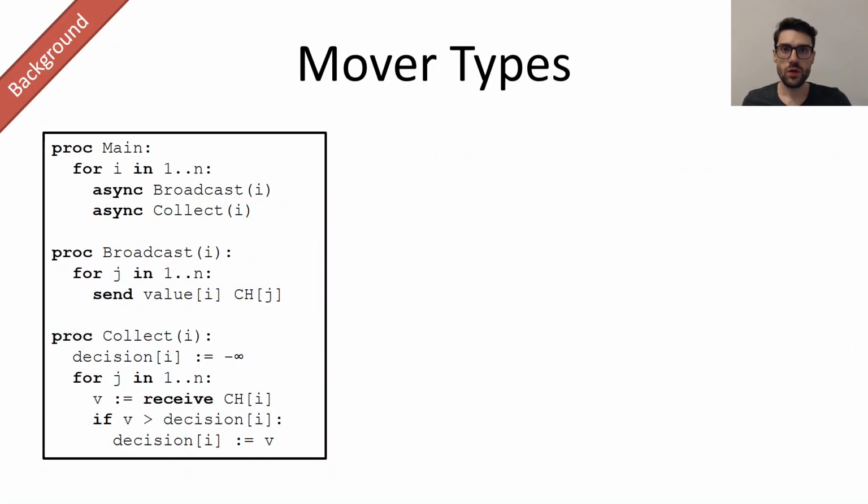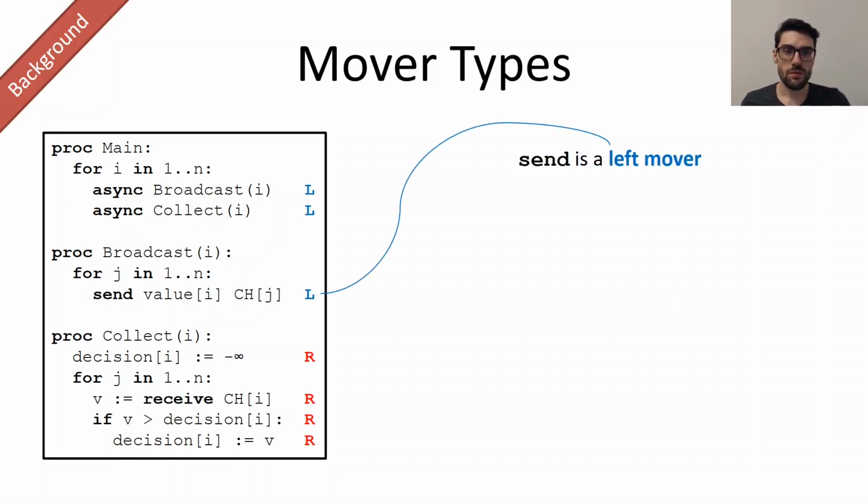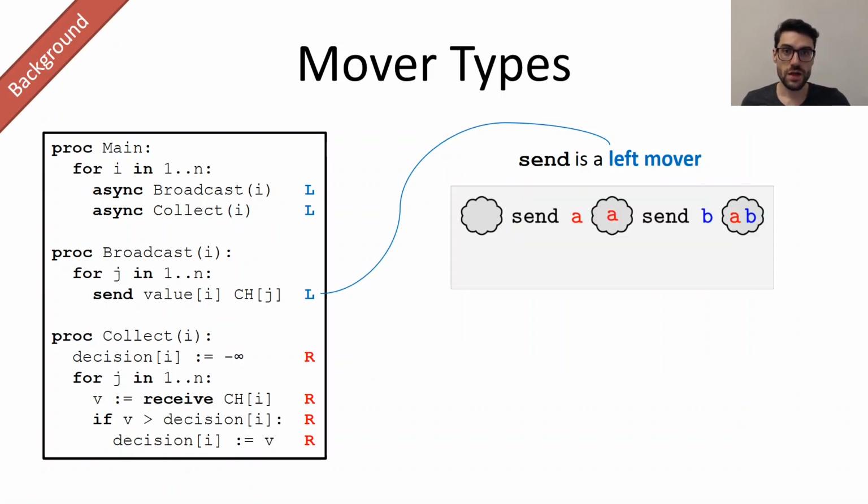Our work builds upon the powerful notion of mover types. A mover type characterizes the commutativity properties of a primitive atomic operation. For example, the send operation is a so-called left mover. Consider an execution where send A is followed by send B, where here I'm using clouds to represent the intermediate network state. In this execution, send B can be moved to the left, and we obtain the execution send B, send A. That still results in the same end state where A and B are in the network.